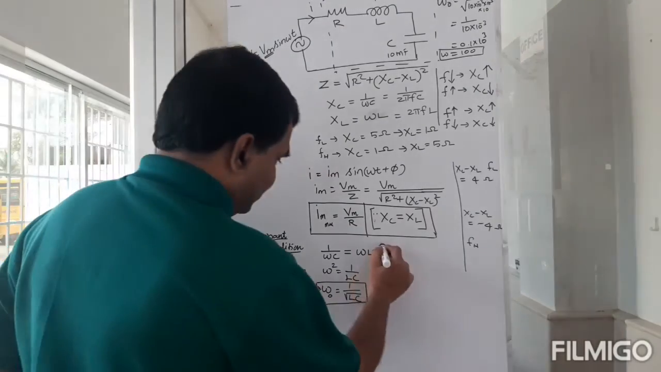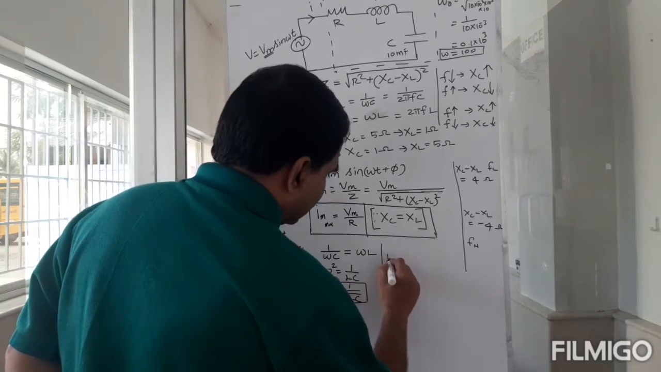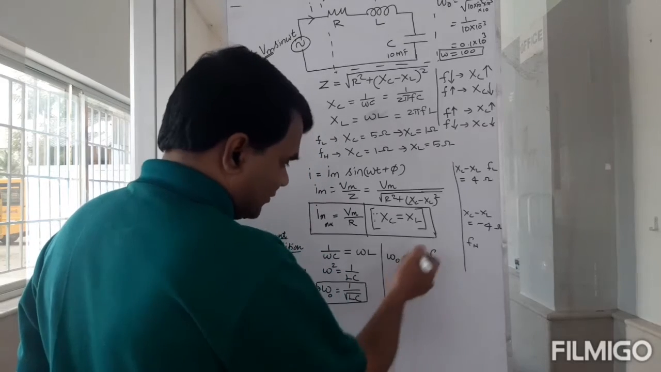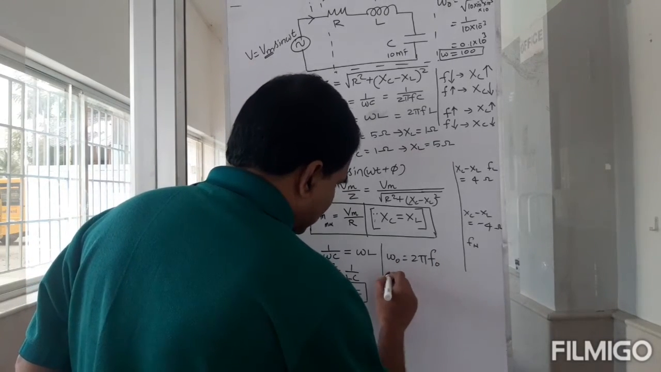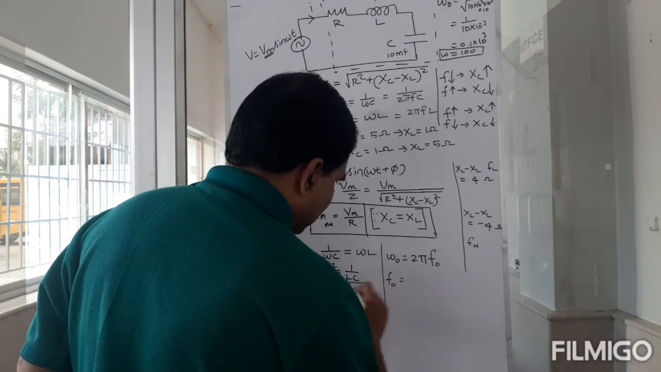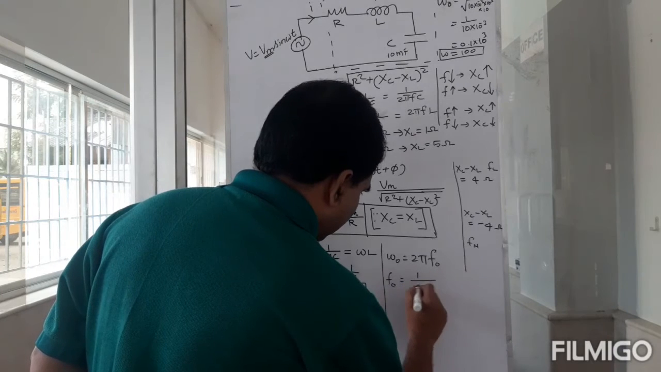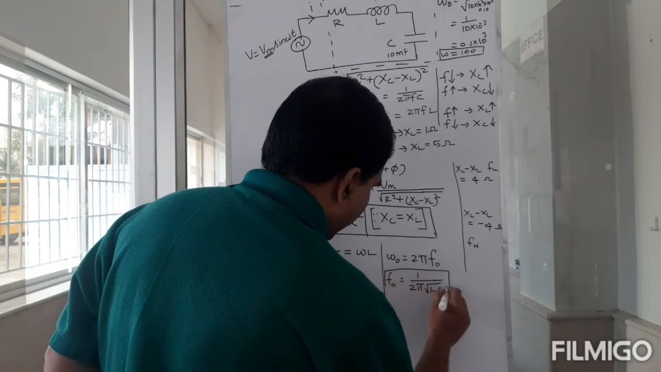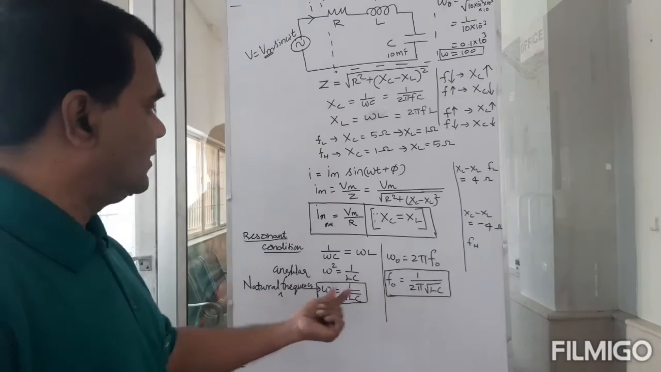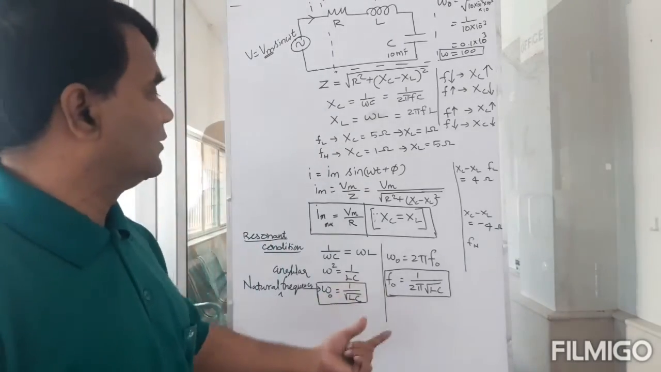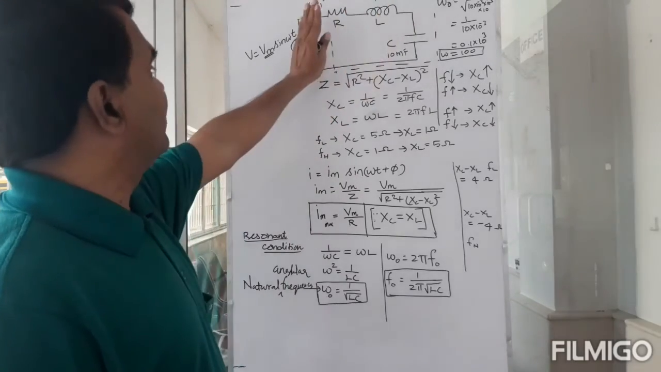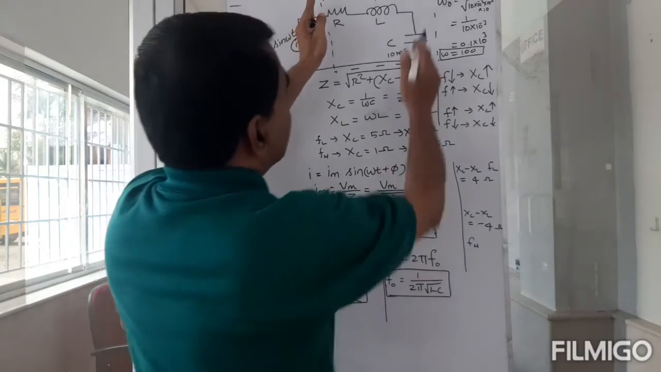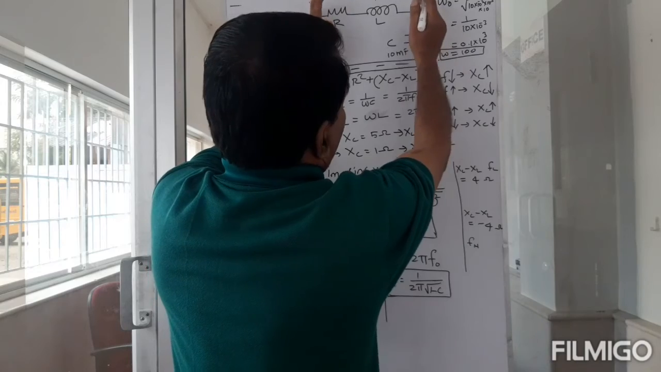If I know this, then I can get F, right? So omega naught is equal to 2 pi F naught, again natural frequency in hertz, so number of cycles per second. So F naught is equal to 1 by 2 pi times omega naught. So this is in hertz, this is in radians per second. This is the natural frequency of the system. So I don't even have to worry about the source. If I have an RLC circuit, 1 by root LC will give me the natural angular frequency of the system.